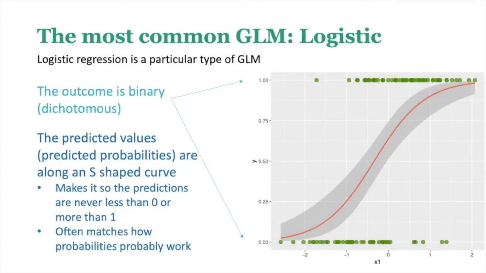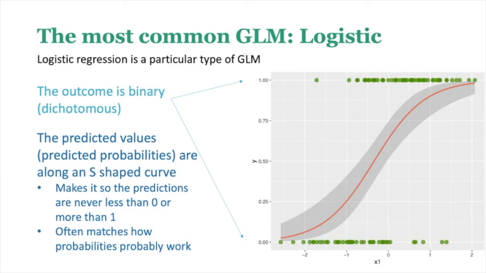Now, a quick introduction to the most common GLM that you'll most likely see in your field, which is the logistic regression. And it's a particular type of GLM where the outcome is binary or dichotomous. The line is a sigmoid curve, and the line represents the predicted probabilities of a yes or a 1 value. So along that line, that's saying what the probability is for each given x point of being a yes.